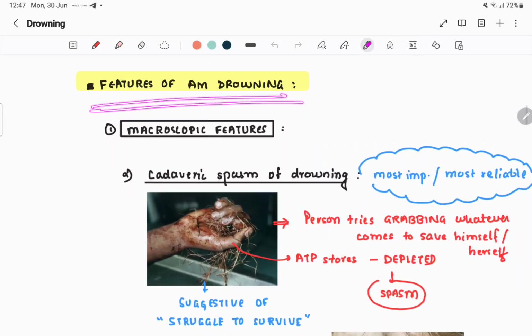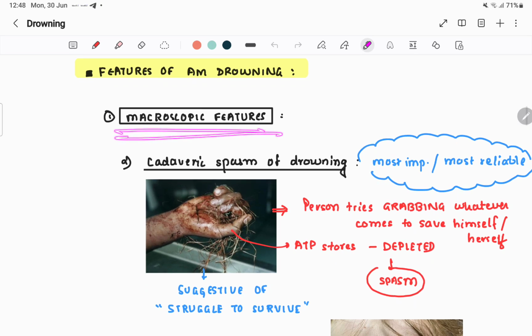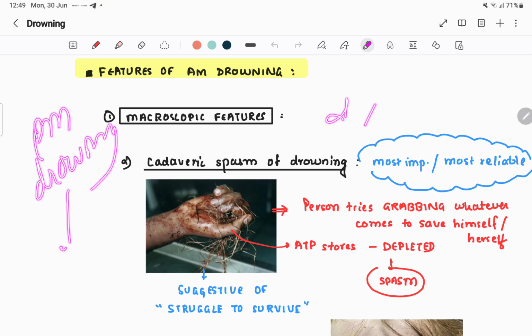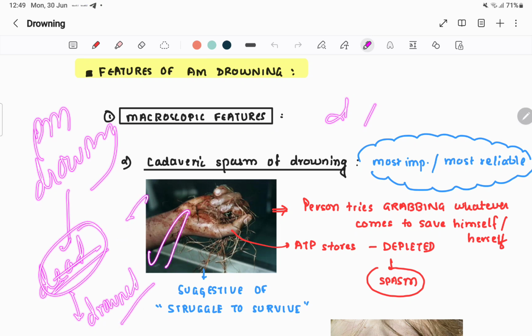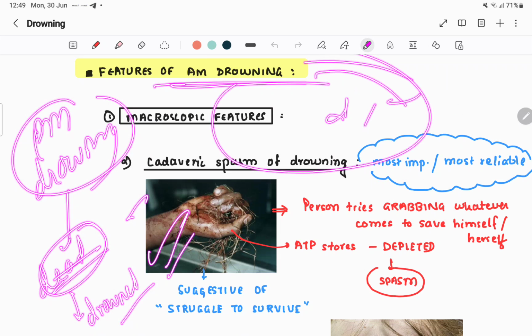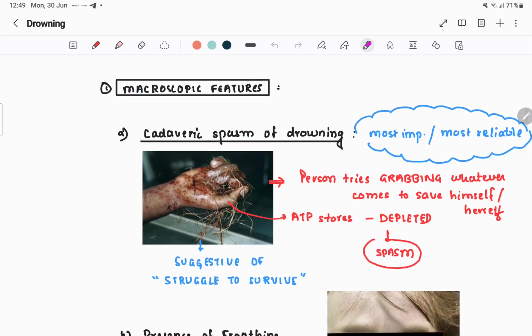So what are the features of antemortem drowning? Antemortem drowning means the person was alive, and after that, due to drowning, the death has occurred. Postmortem drowning means the person was already dead, and after that he is drowned. So the person was killed and thrown into water. This is postmortem. A person who has died due to drowning is antemortem.